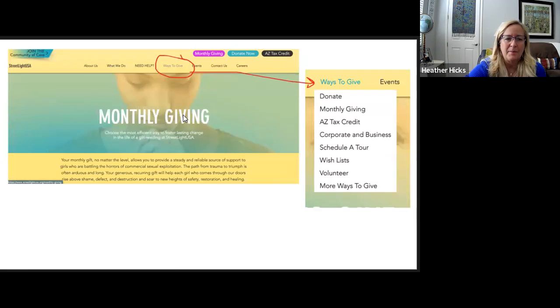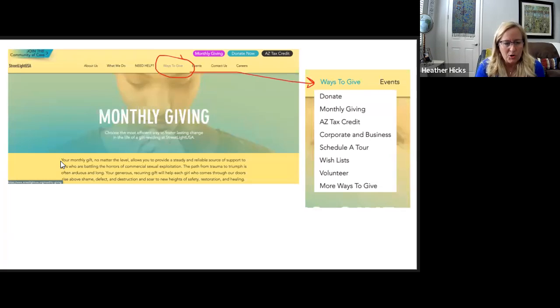So this is their monthly giving page. They have a statement there. It says, choose the most efficient way to foster lasting change in the life of a girl residing at Streetlight USA. And then they have another more detailed one, and you'll get all of these PowerPoints. We'll send them out to you so you can look at the details of them. But they're going to have another value proposition below that goes into more detail about your monthly giving. So they're promoting to someone that clicks on monthly giving why that is an incredibly efficient way.